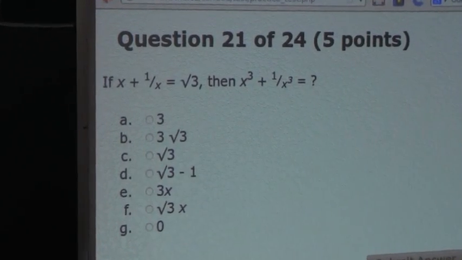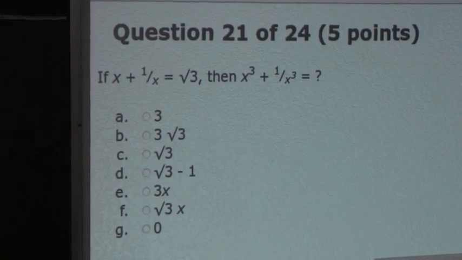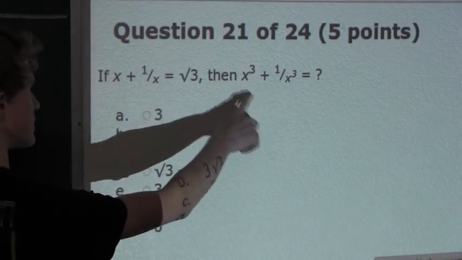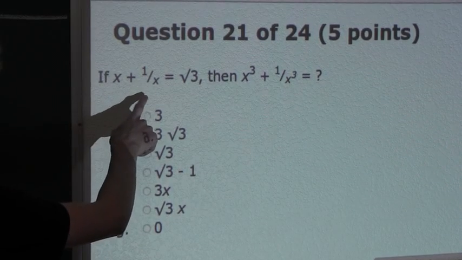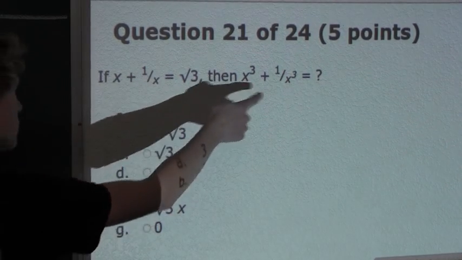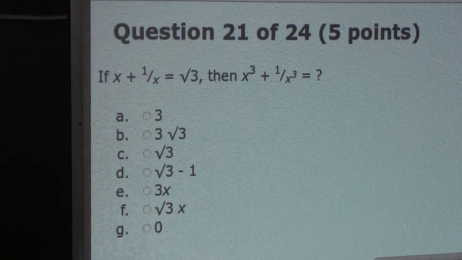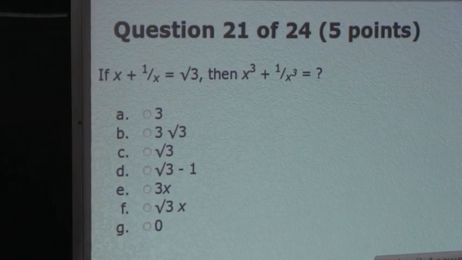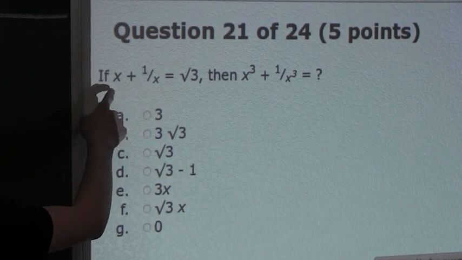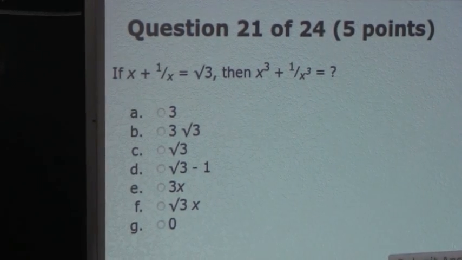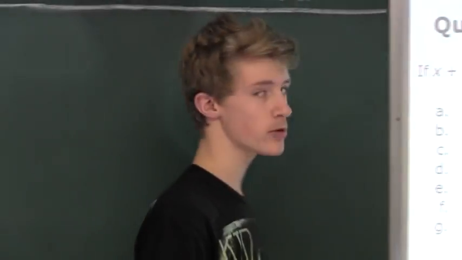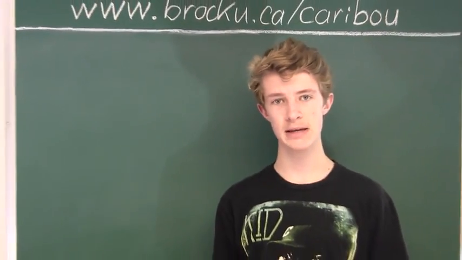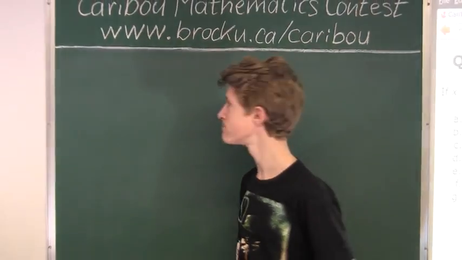Then x cubed plus 1 over x cubed equals... So looking at this expression, this reminds us of x plus 1 over x in brackets cubed, but with some terms missing. So, for this question, we will want to calculate what x plus 1 over x in brackets cubed is. In order to calculate that, we will need to know the binomial formula for a plus b in brackets cubed.